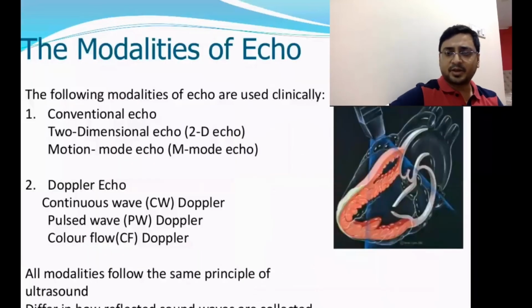This is very difficult in an adult population. However, it is one of the most important windows in cases where we suspect different types of aortic disorders, including coarctation of the aorta. So the modalities of echo are basically the conventional echo, the two-dimensional echo, M-mode echo, and we also use Doppler echo, including color flow.